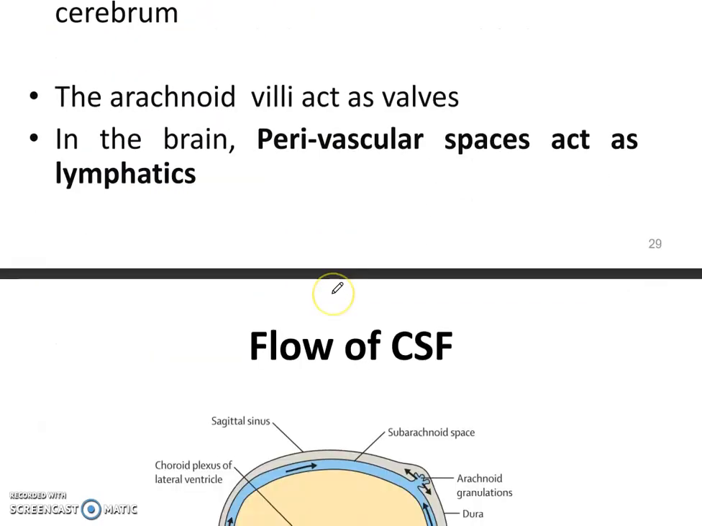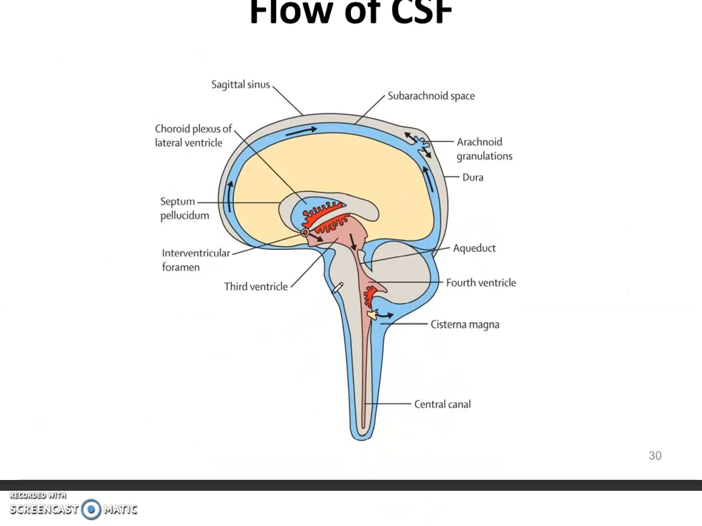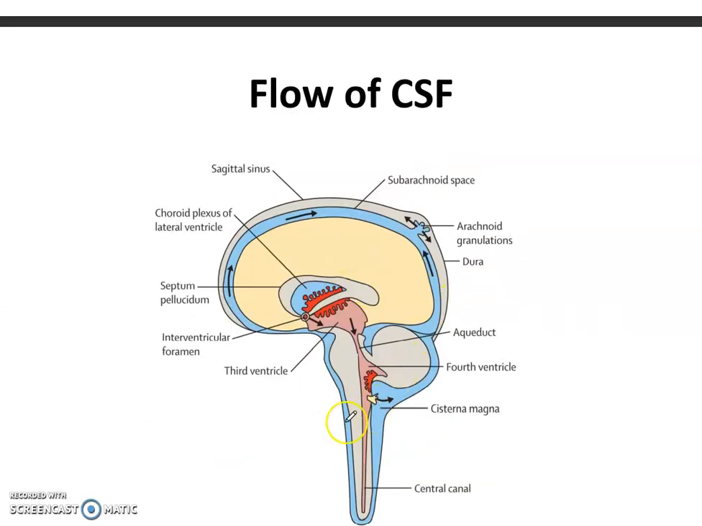And then there is the flow of CSF. As you can see, there is the cisterna magna. This is the fourth ventricle. This is the aqueduct of Sylvius, the third ventricle, and the lateral ventricles.